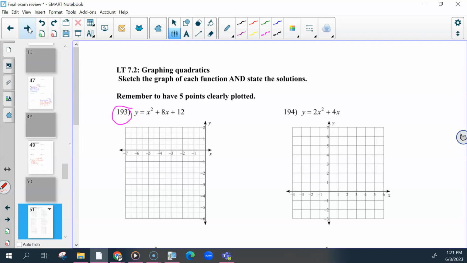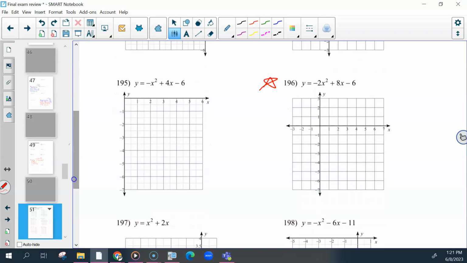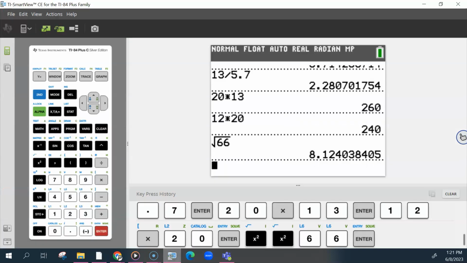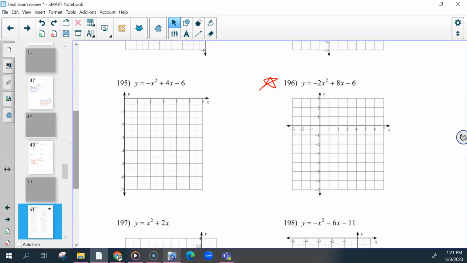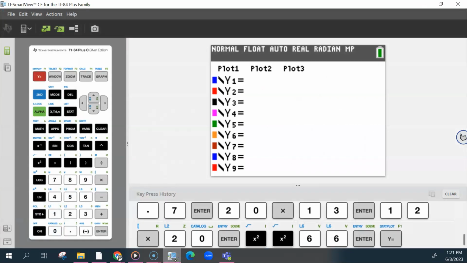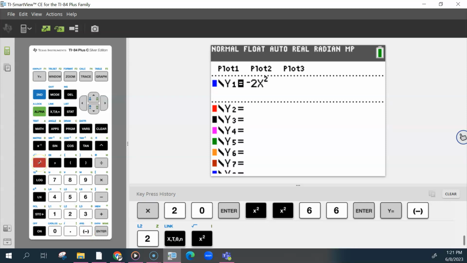Which of these do we want to see, do, go over, have questions about? 96. Okay. So for this, we're going to type this equation into y equals on your calculator. So y equals negative 2x squared plus 8x minus 6. Make sure you're getting negative, not minus, 2x then squared, plus 8x minus 6. And then make sure you're hitting minus and not negative for the 6.